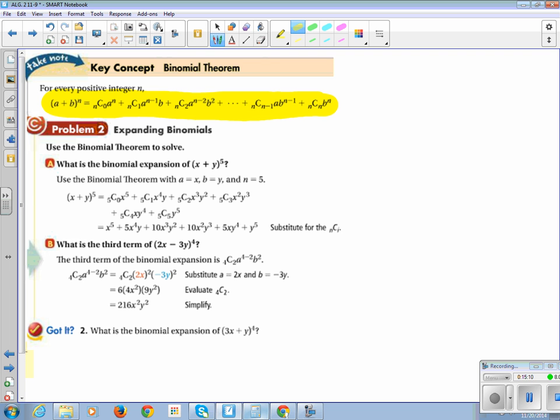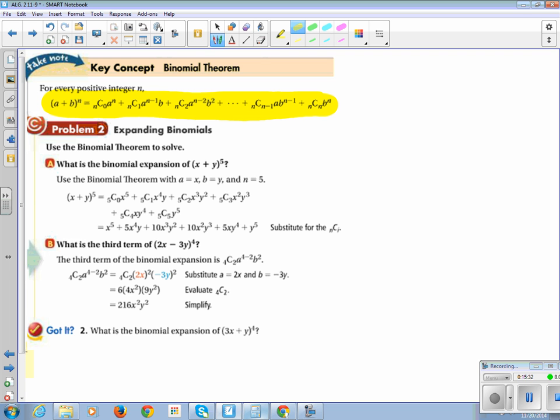The way I remember this is my a, whatever guy's in front, he starts at the n power, and my b starts at nothing, and then my b increases 1 power at a time, and my a decreases 1 power at a time.